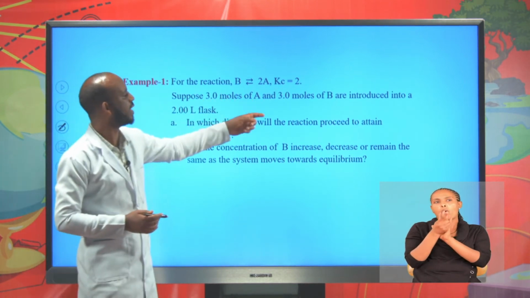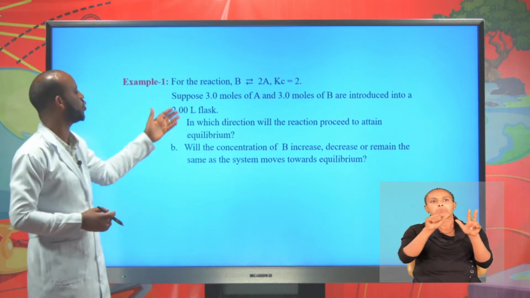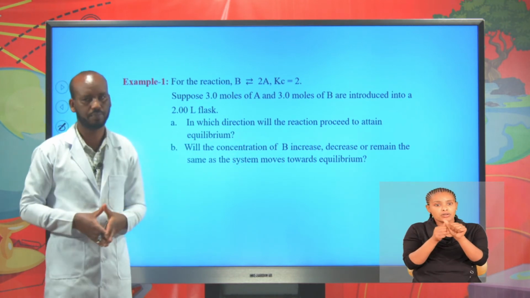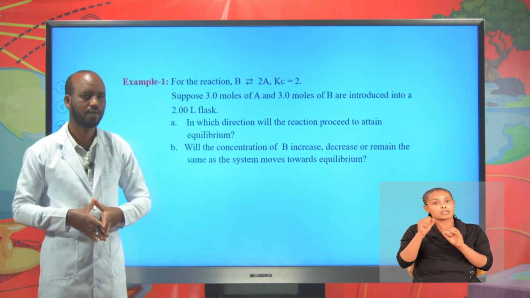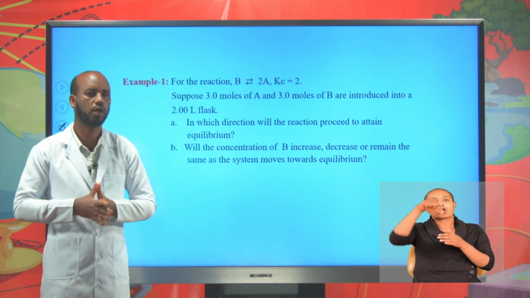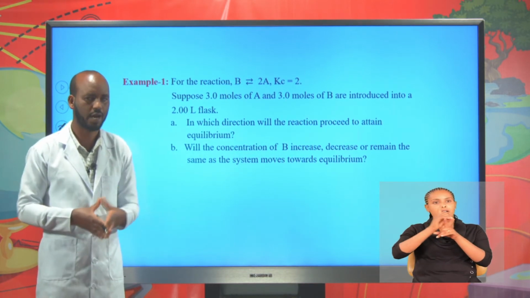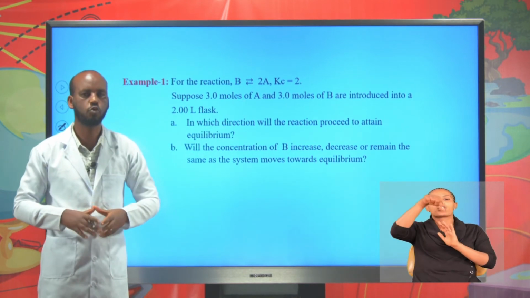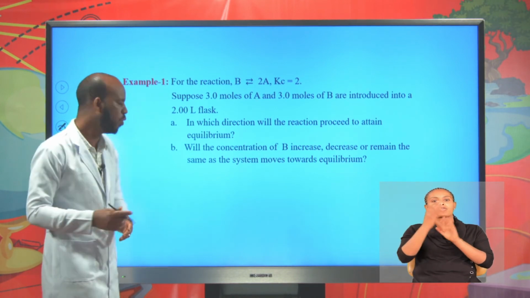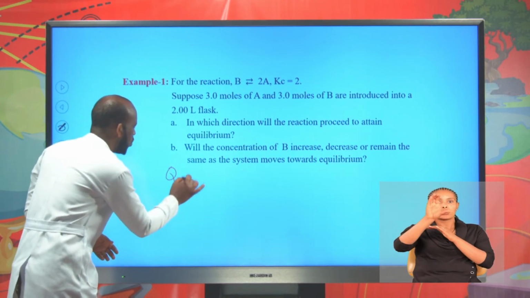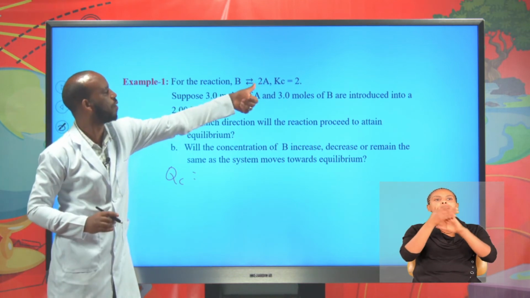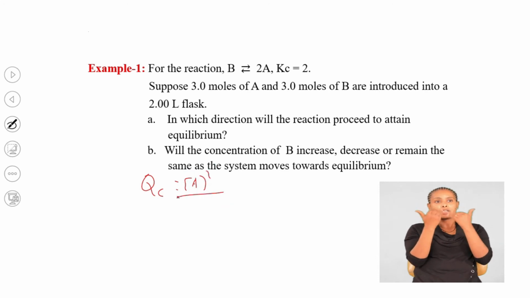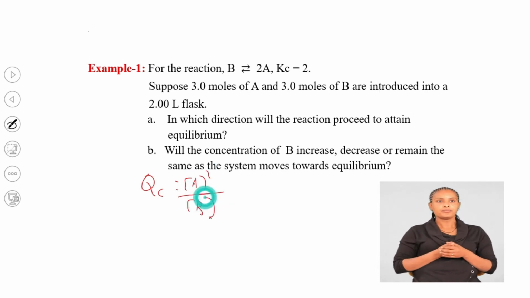Suppose 3 moles of A and 3 moles of B are introduced into a 2-liter flask. In which direction will the reaction proceed to attain equilibrium? Students, as we said, the reaction quotient, which is Qc, predicts the direction of the reaction. Therefore, you have to calculate the value of Qc to know the direction of the reaction. Now, Qc for this reaction equals concentration of M to the power of 2 divided by concentration of B.